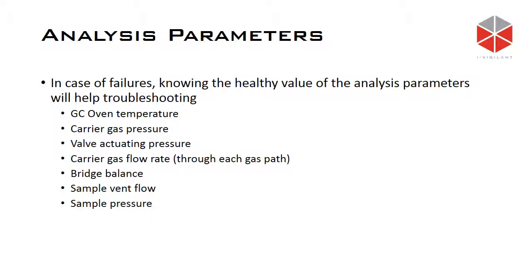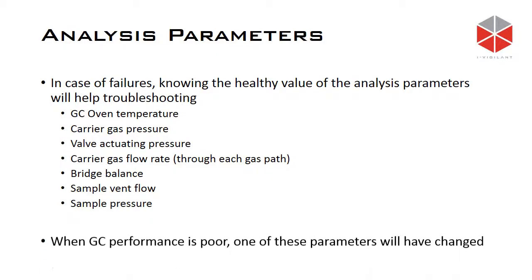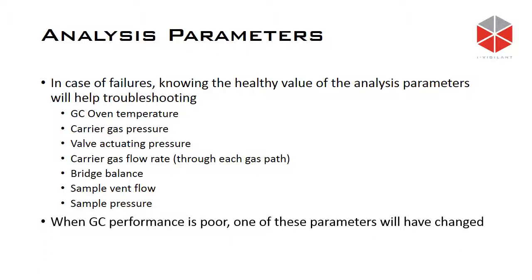There's no way that the GC goes wrong and all these parameters will stay the same. One of these parameters will have changed if something goes wrong with the GC. So basically with this, knowing all this information, it will help us pinpoint where the issue is with the GC in case of failures.